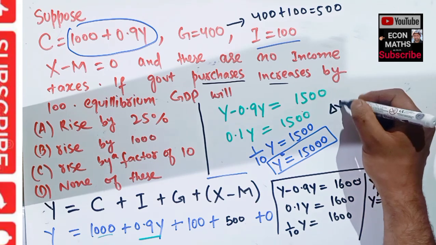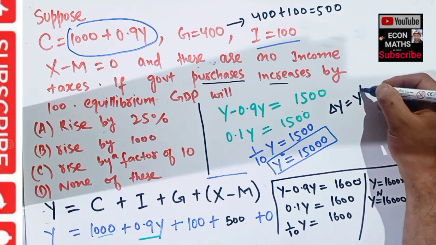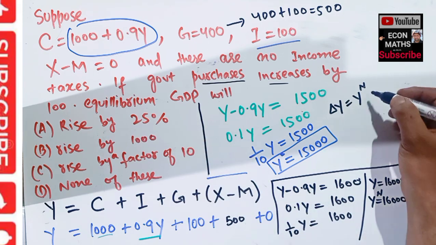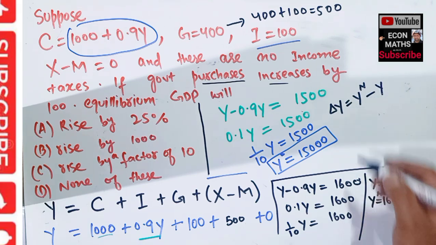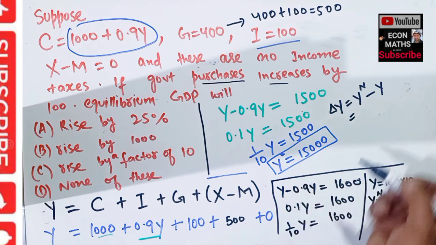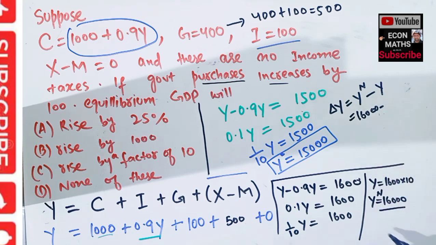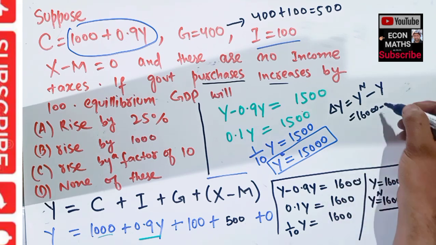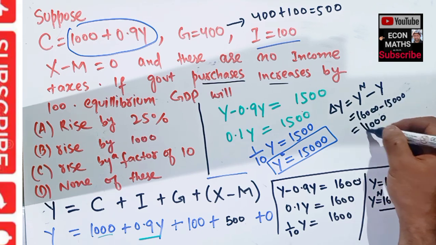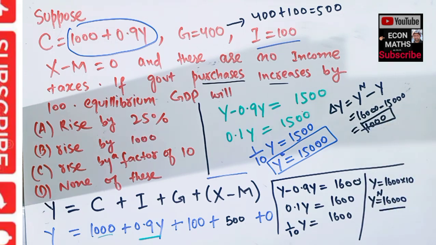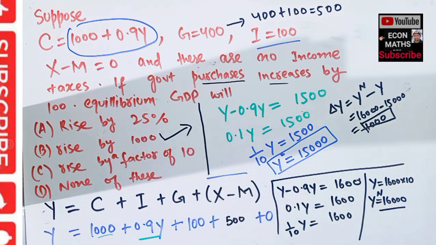That means change in income, change in GDP, will be equal to the new GDP after the change in the government purchases minus the initial GDP. So our new GDP is 16,000 minus 15,000. That means we have an increase of GDP by 1000. So the correct option should be option B.